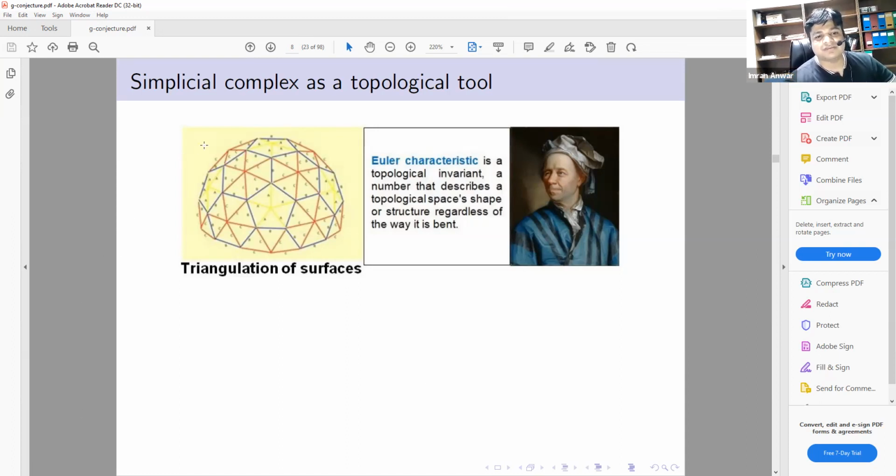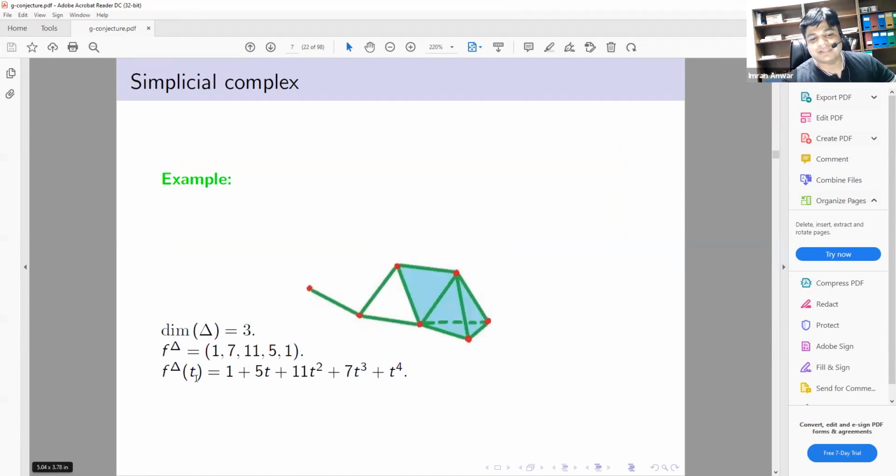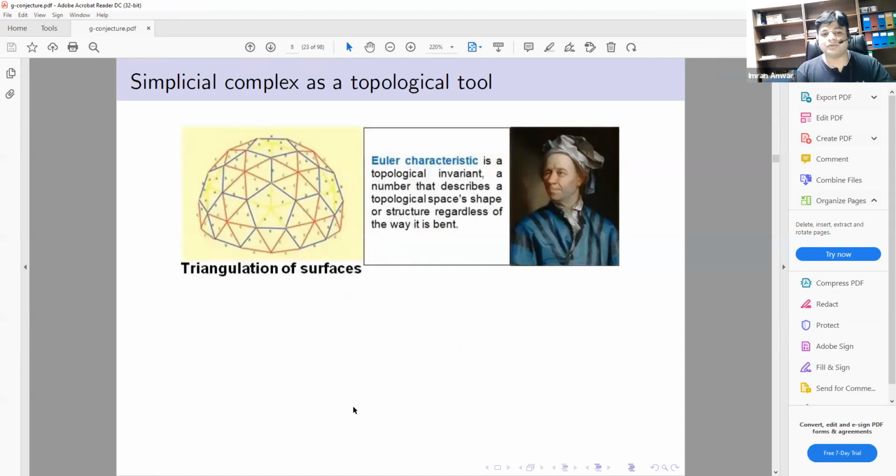So you have a particular surface here, and what you have to do is triangulate that surface. Once the surface is triangulated, it becomes a simplicial complex. Now you can see that this is a simplicial complex. And the Euler characteristic is based on putting t equal to minus one here. Whatever expression comes up is called the Euler characteristic. Euler characteristic is an important topological invariant: different topological surfaces which are not homeomorphic to each other have different Euler characteristics.